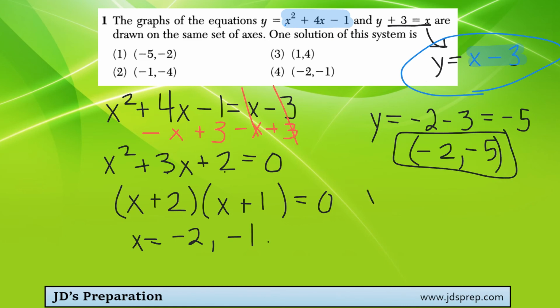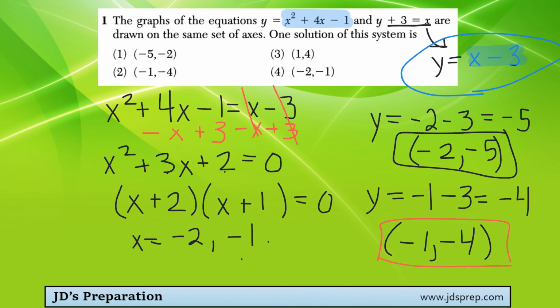And the second x value we solved being negative 1, let's solve for y there. We'd get negative 1 minus 3 to get negative 4. And that corresponds to the point negative 1, negative 4. And we can see that is one of our potential solutions, option number 2.